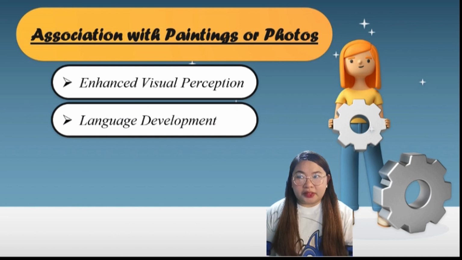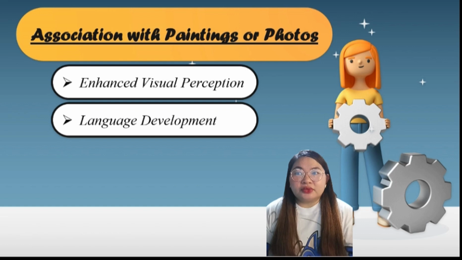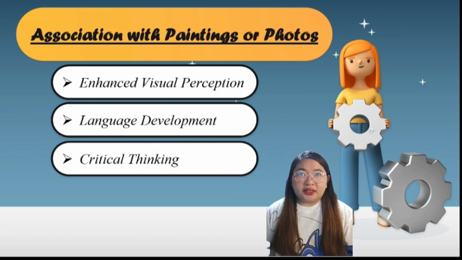For language development, the picture can encourage the students to describe and discuss the images. Looking at the images encourages students to talk about what they see, improving their communication skills and vocabulary. Then we have also critical thinking. For critical thinking, as students interpret visual information, they can make connections and draw conclusions, and it will also stimulate their critical thinking.